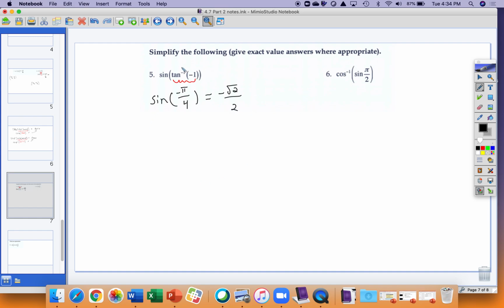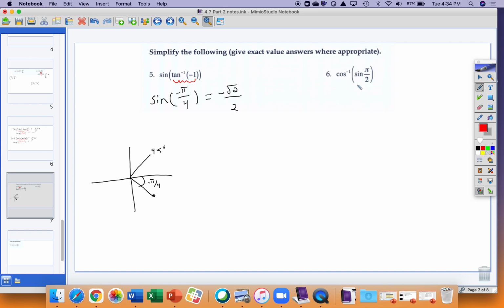Now, if you're asking how I'm getting these values, I know the unit circle. You have to know the unit circle or have the unit circle in front of you at all times, right? Where is tangent -1? Well, I know that tangent is 1 at 45 degrees. So that means that it's -1 at negative 45 degrees, which is negative pi over 4. That's how I got that negative pi over 4 value. Okay, gotta know your unit circle.